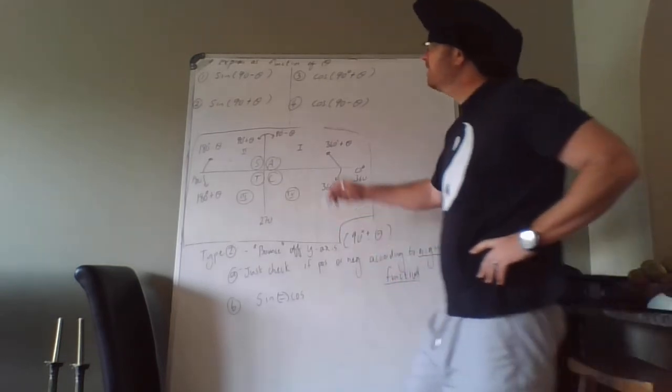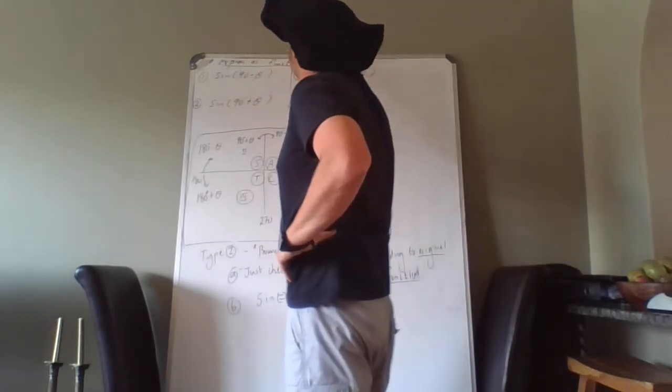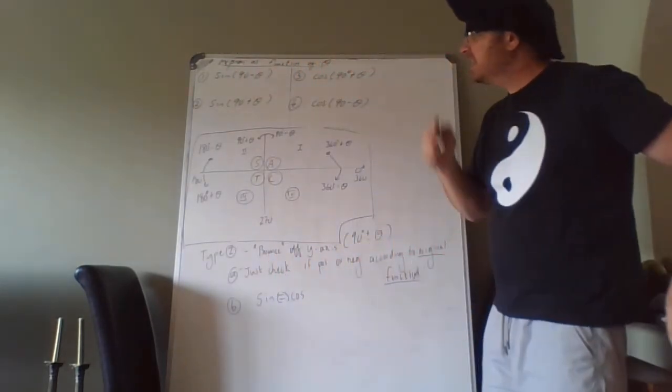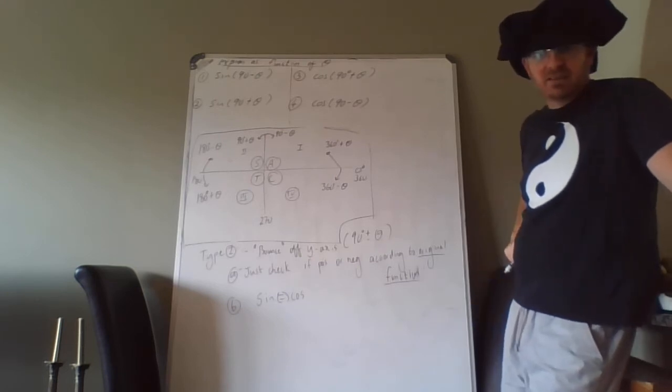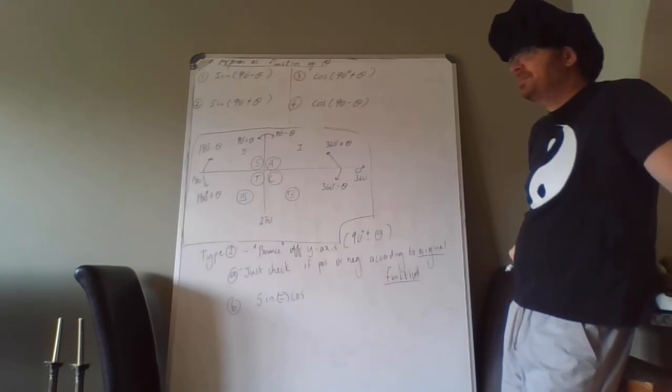Right, so go try to do these four sums, expressed as a function of theta: sine 90 minus theta, sine 90 plus theta, cos 90 plus theta, cos 90 minus theta. Right, give those a go.